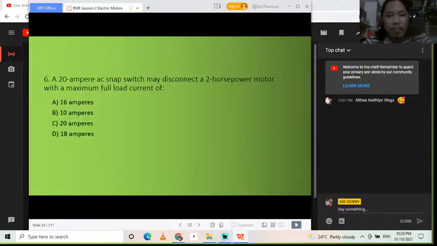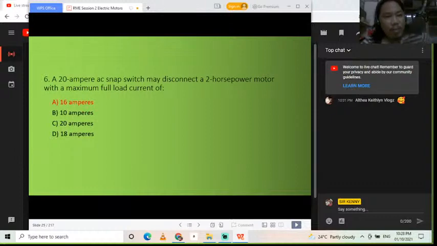Next, number 6. A 20 ampere AC alternating current snap switch may disconnect a 2 horsepower motor with a maximum full load current of blank. A 16, B 10, C 20 amperes, and D 18 amperes. A 20 ampere AC snap switch may disconnect a 2 horsepower motor with a maximum full load current of blank. So alin dyan? 16, 10, 20, 18. So correct answer is 16.